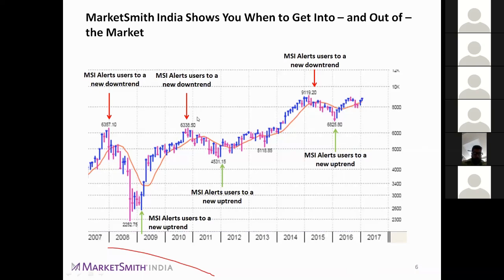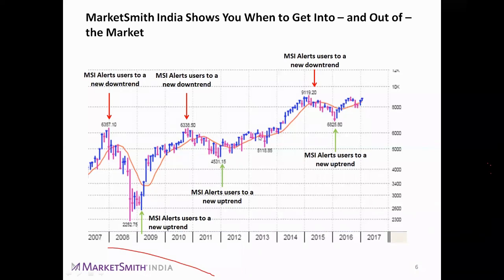Now again at 6,338, we alerted our users that the market might make a new downtrend, and the market actually made a downtrend over here. Somewhere over here, again, we would have alerted about a new uptrend. So this is how, based on our methodology, distribution day counts, and a lot of other calculations which we follow, we alert our users about a change in market direction.